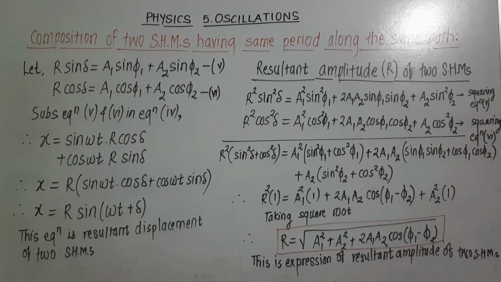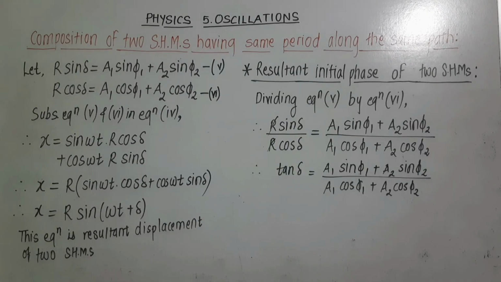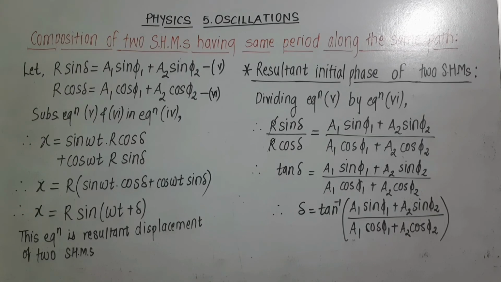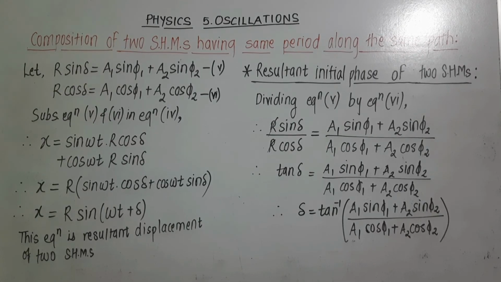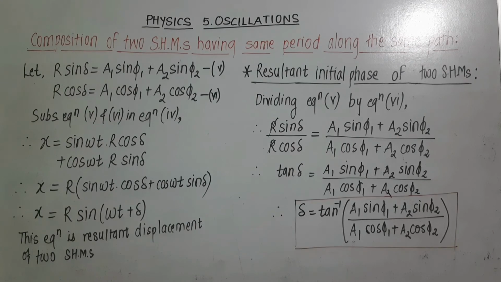Now let us obtain the resultant initial phase of two SHMs. Divide equation 5 by equation 6. Take tan inverse and we get the initial phase delta. So delta is equal to tan inverse of (A1 sin phi 1 plus A2 sin phi 2) upon (A1 cos phi 1 plus A2 cos phi 2).